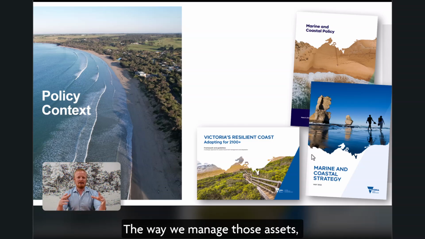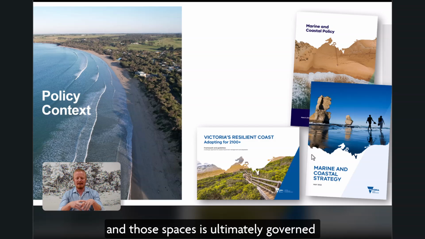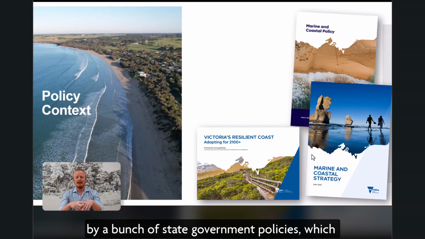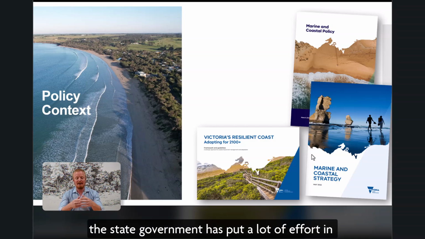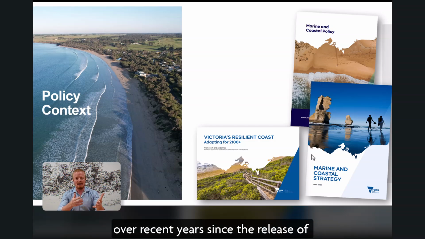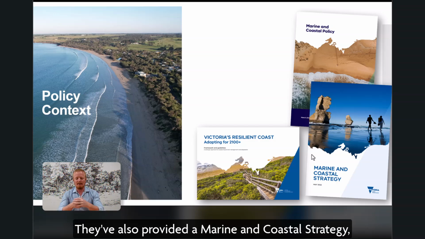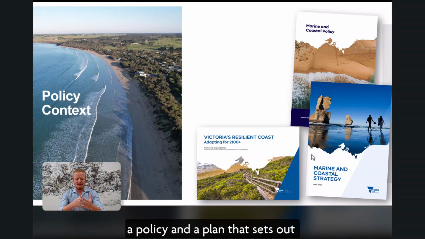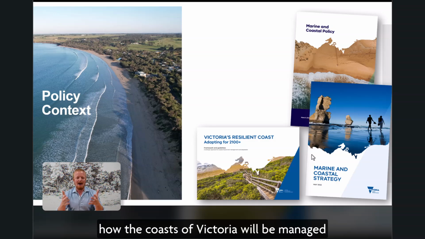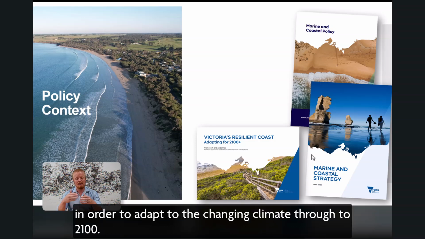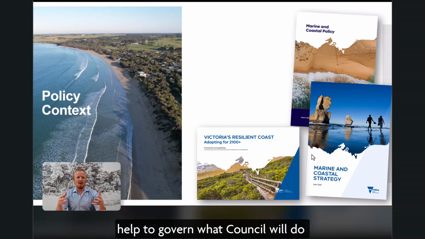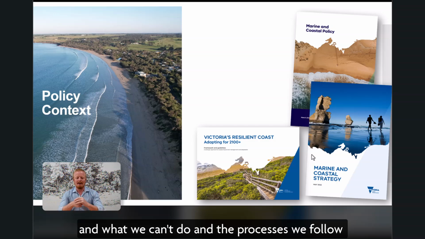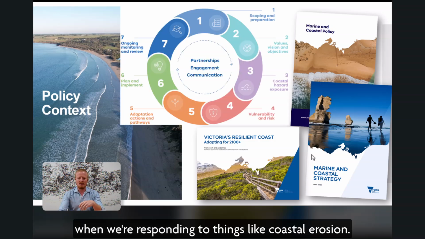The way we manage those assets and those spaces is ultimately governed by a bunch of state government policies, which I'm not here to bore you with today, but it's important to note that the state government has put a lot of effort in over recent years since the release of the Marine and Coastal Act in 2018. They've also provided a marine and coastal strategy, a policy, and a plan that sets out how the coasts of Victoria will be managed in order to adapt to the changing climate through to 2100. So those documents and policies and laws help to govern what council will do and what we can't do, and the processes we follow when we're responding to things like coastal erosion.